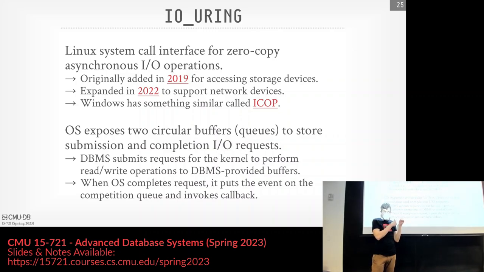When I talked about DPDK, I said you have to write TCP/IP handling code yourself. Well, the OS already has that. We don't want to re-implement it ourselves. So io_uring is a way to get kind of zero copy, but let the OS still do all that stuff we don't want to do, right? It first came out in 2019 for accessing storage devices, and then a patch was added to Linux, I think merged in 2022, that can now do this for network devices. It's called io_uring in the Linux world. Windows has their own thing called I/O completion ports, I think it's called.